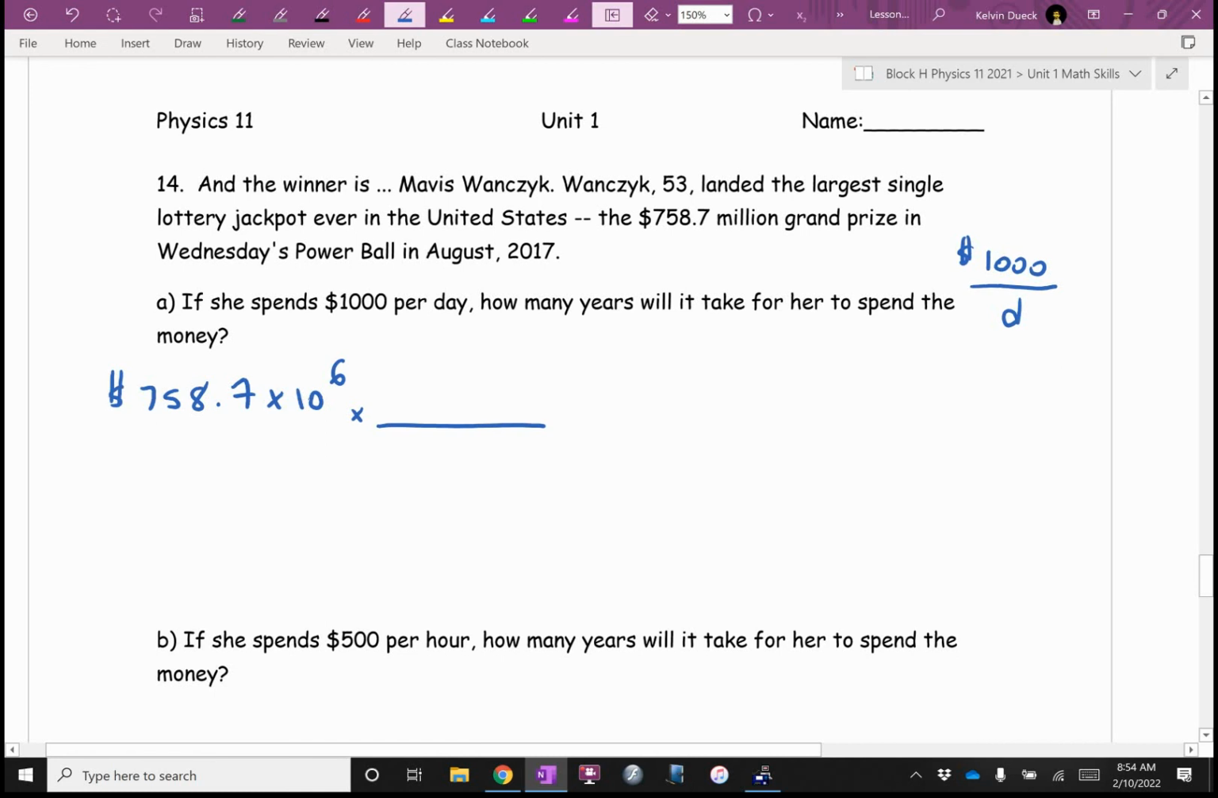I want an answer in time. I want dollars to cancel. So look. If I put the $1,000 down here and the day right there, there's that little conversion factor that they gave me. Can you see the dollar sign cancels? And this would be days. What do I want my answer in, Casey?